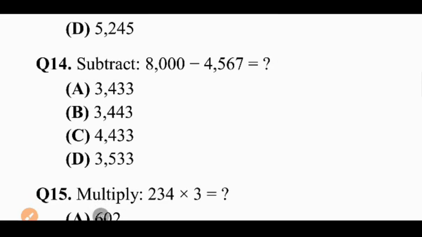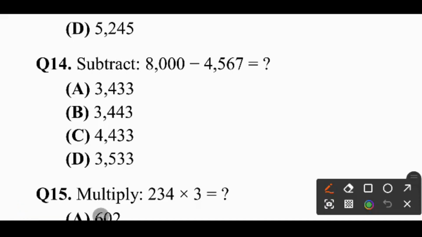Now moving to question number 14, subtract. You have to subtract 8,000 from 4,567. Is this the right way to say this question? Or we will say 4,567 to be subtracted from 8,000. The second one sounds better and is correct. So those who know, please go and solve it. Others, please watch how we will do this.